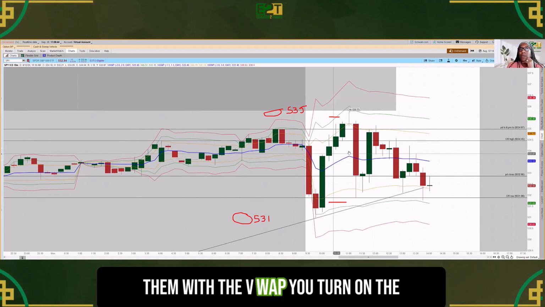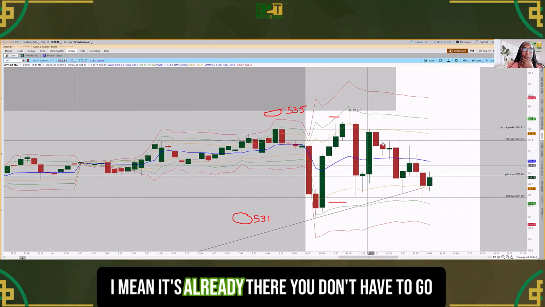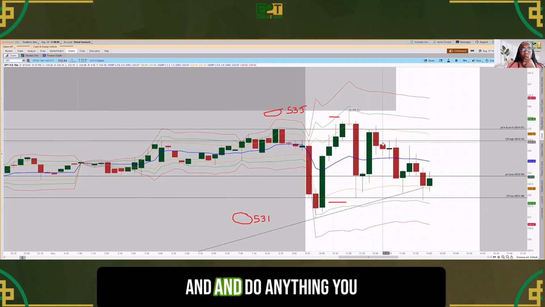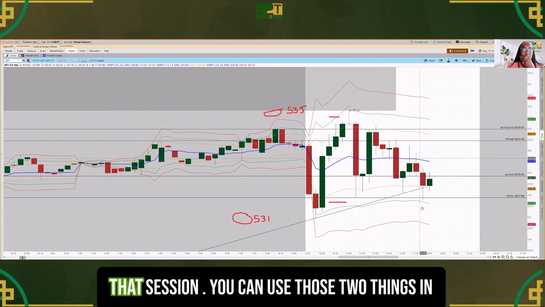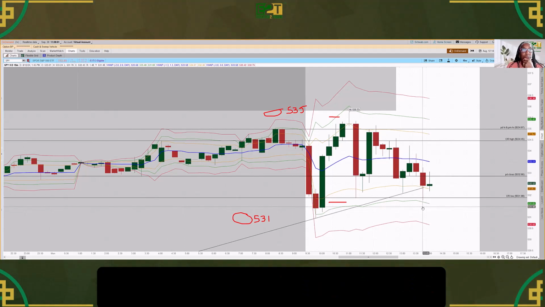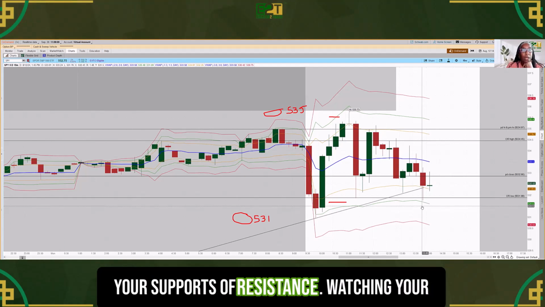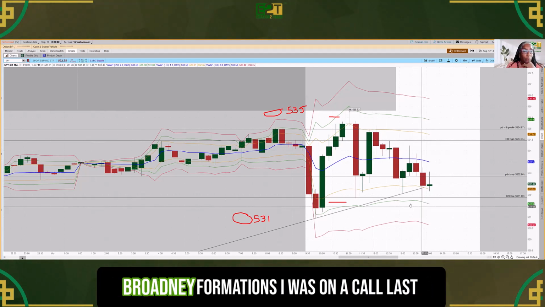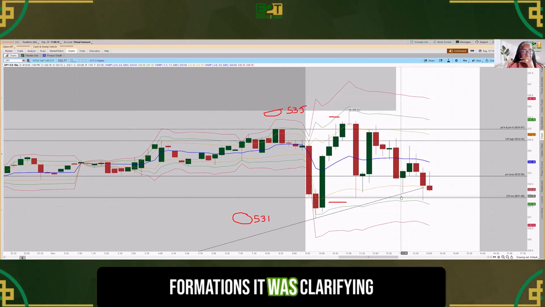With the VWAP, you turn on the indicator and it's already there. You don't have to go and do anything. You already have the zones that are set for that session. You can use those 2 things in conjunction, or you can use one or the other. Still looking at your supports, your resistance, watching your broadening formations. I was on a call last night learning more about broadening formations. It was clarifying.